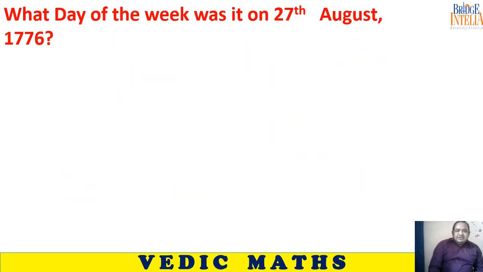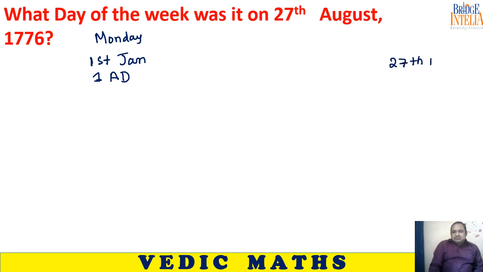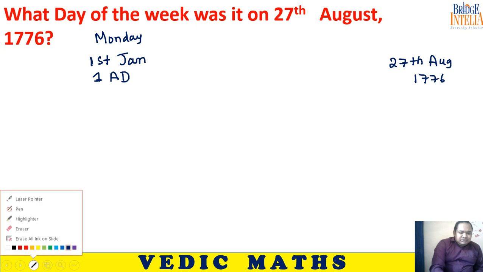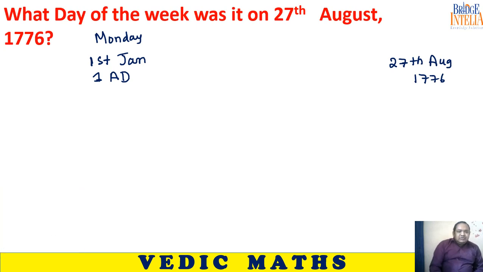So now let's solve this. Which day of the week was it on 27th August 1776? The meaning of the question is that we have to start counting from day 1 of the calendar. Day 1 of the calendar is 1st January 1 AD, and we know that this is Monday. So we have to start counting from here, and we have to stop at 27th August 1776.